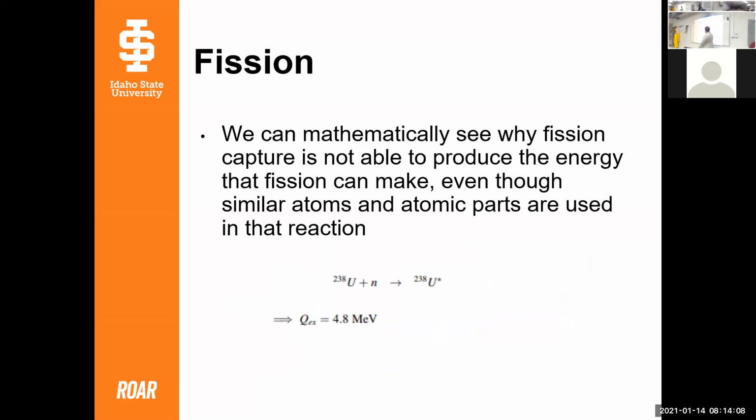So, first calculation. What is the binding energy per nucleon of uranium-238? And what is the binding energy per nucleon for an excited uranium-238?